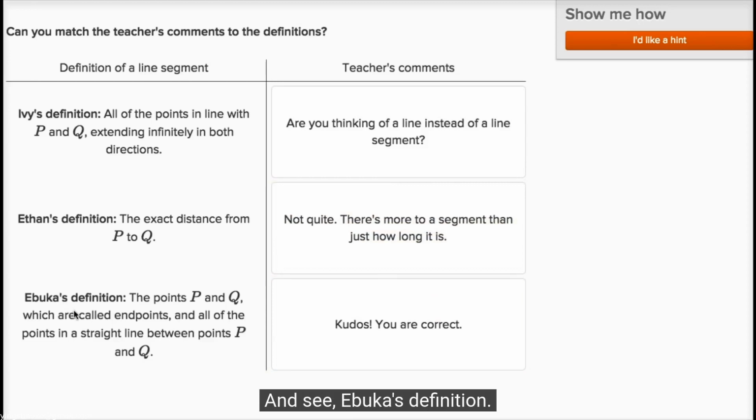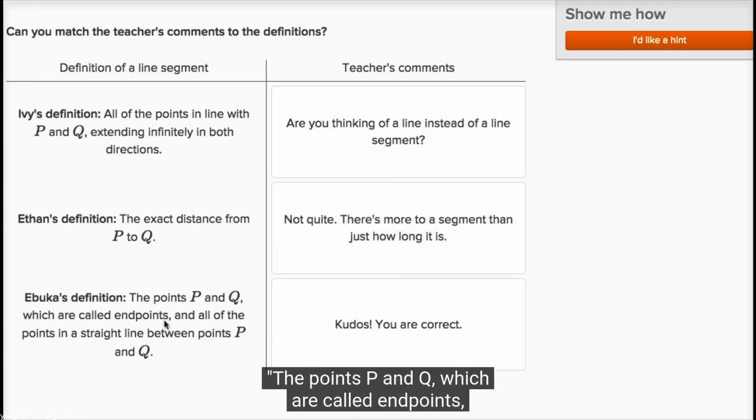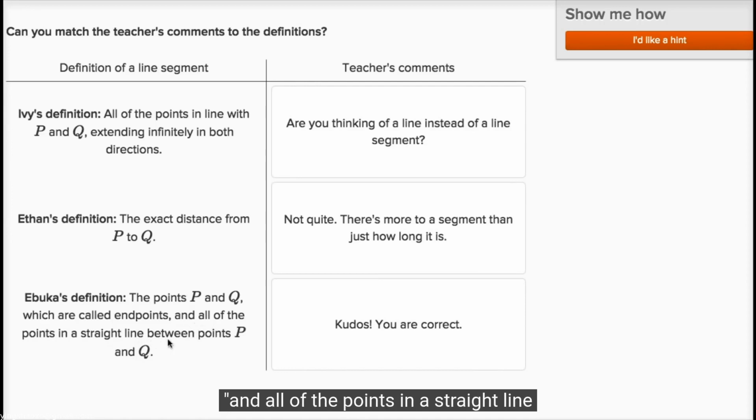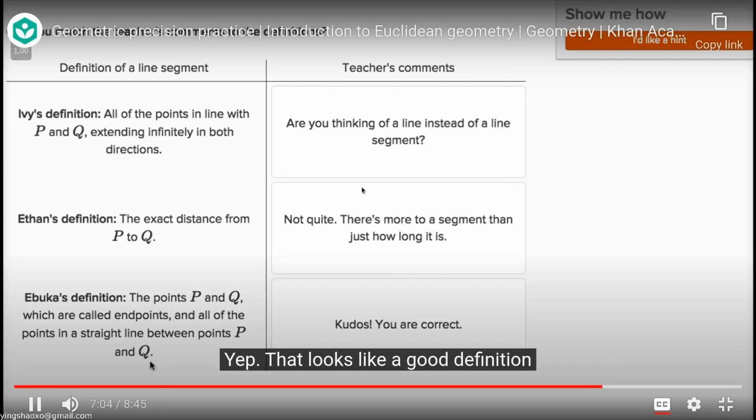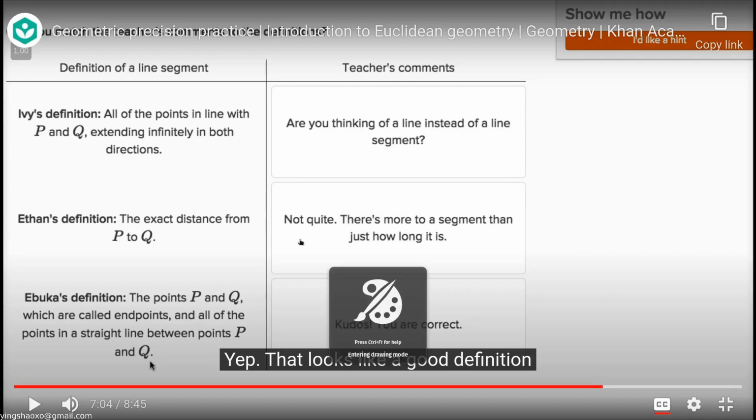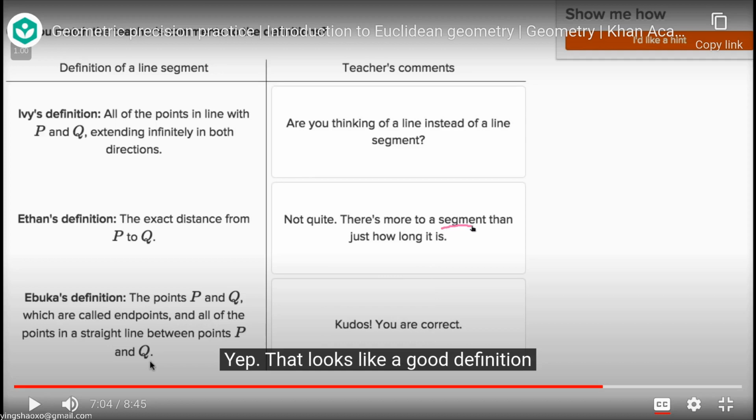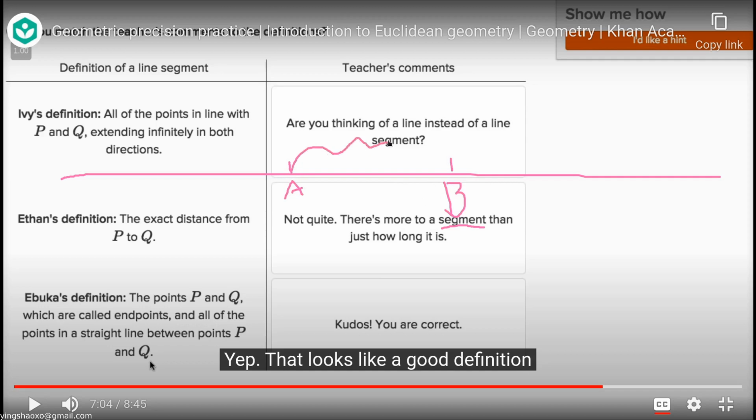Let's see, Ibuka's definition: the points P and Q, which are called endpoints, and all of the points in a straight line between points P and Q. Yep, that looks right. I would assume that you guys do not know the meaning of segment. Well, just imagine if you have an infinite line, and if you just want one part of your line, for example, from A to B, then I would say this part of your line is a segment of your line.